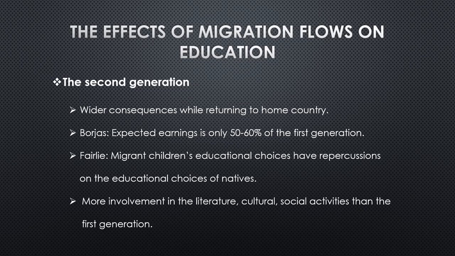Now, the immigrant children's education choices have direct impact or repercussions on the educational choices of the natives. That is, according to Fairlie, for every 4 immigrants arriving in public school, 1 native student switches to private school. This is called native flight. It is particularly pronounced among white native students and in response to the arrival of non-English speaking immigrant children.